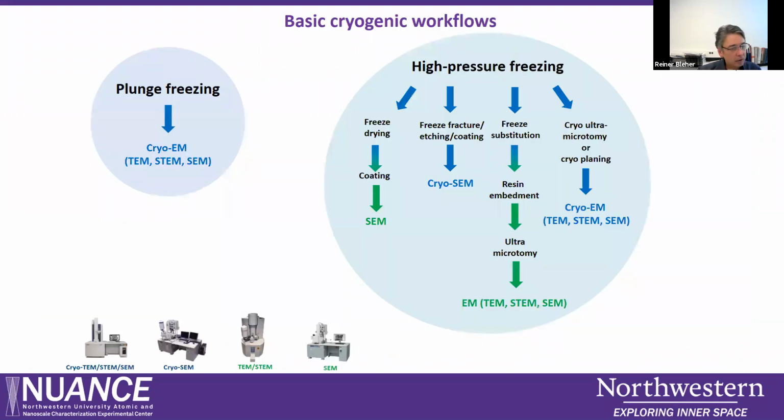So with this, I want to switch from plunge freezing to high pressure freezing. And high pressure freezing allows us to vitrify larger sample volumes with thicknesses up to 500 microns. The limit depends mainly on the water content of the sample. And there are several workflows that can be followed with high pressure freezing.